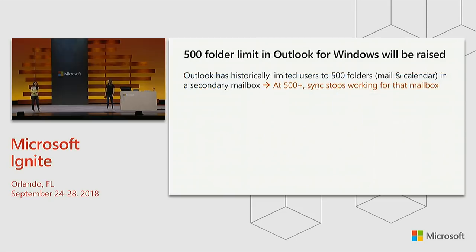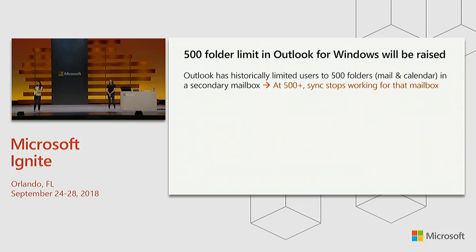Okay, one last note before we exit the shared calendar section of our session. Whenever we talk about shared calendar improvements in Outlook for Windows, we almost immediately get asked, well, what about shared mailboxes and the 500 folder limit? So technically, this is not really a calendar topic, but since this is often a frequent follow-up question, I just thought I would preempt that and give you an update on what we're thinking about that limitation.